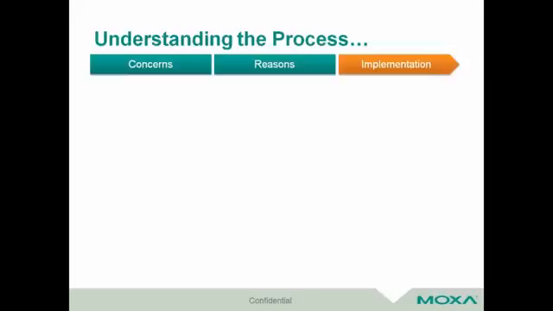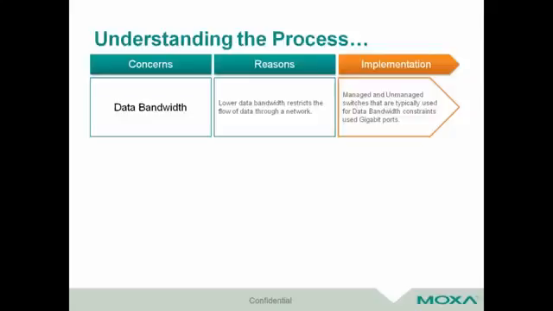So, understanding the process, here I'll be going over the concerns that I just mentioned and why it is, and basically the implementation. So for big data bandwidth, the lower data bandwidth restricts flow of data through a network. And with the development of IP video, you'll see that there's a big demand for gigabit networks because we want to stream all that video data across. It's not only on the freeways anymore, it's not only on the side street, but just everywhere that you can get a feed to make that information readily available. In this particular case, now you have managed and unmanaged switches working together to handle these big data constraints using gigaports.